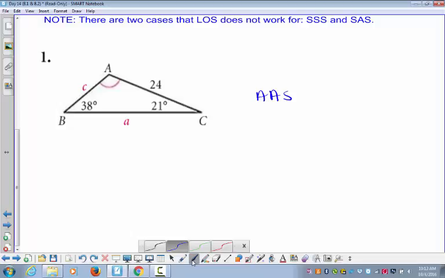And if we want to use law of sines, we can, because we have an opposite pair here. The opposite pair that we have is the 24 and the 38 degrees. So that's an opposite pair. We have side B and angle B. So that's kind of our anchor. Let's go ahead and set up our proportion.